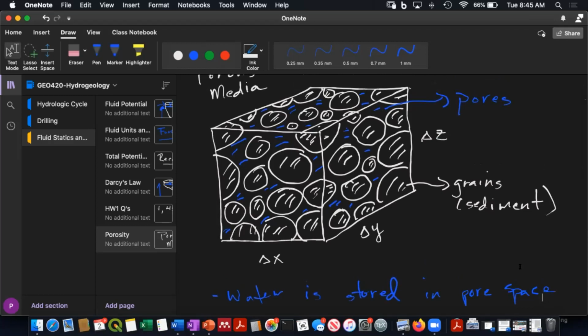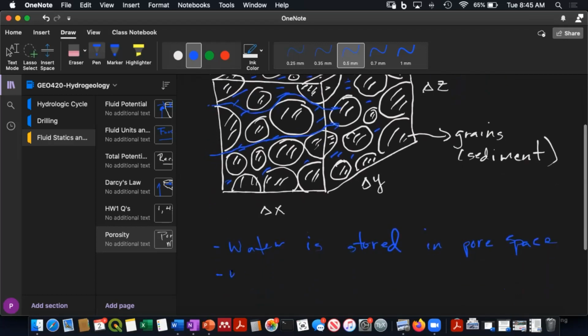When water moves, if I was to pump water, it would have to move through this porous media. How does the water move through this? Does it move through the grains? No, it moves around. So the water's got to move through the pore space. It's got to follow a path through pores.